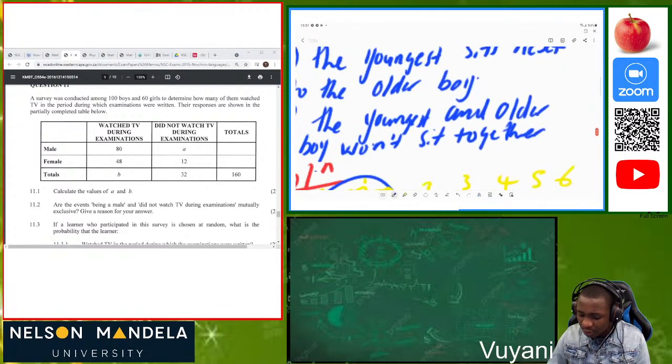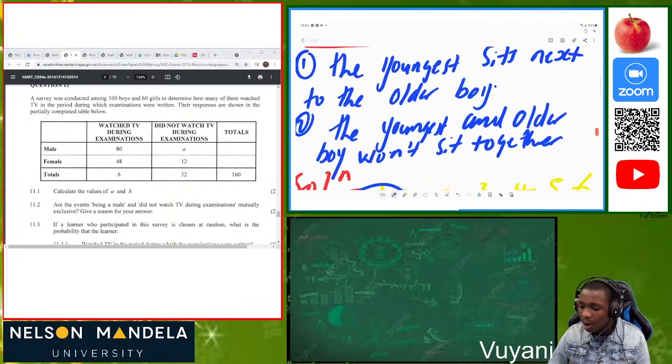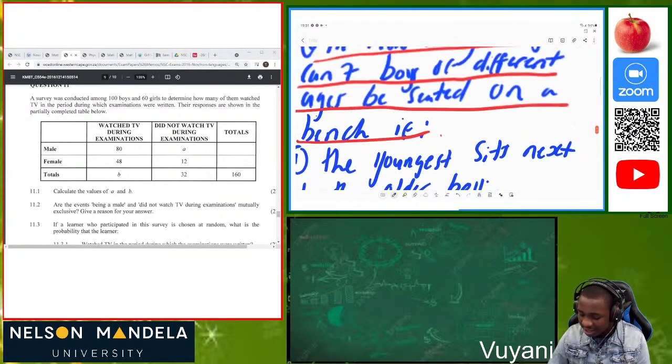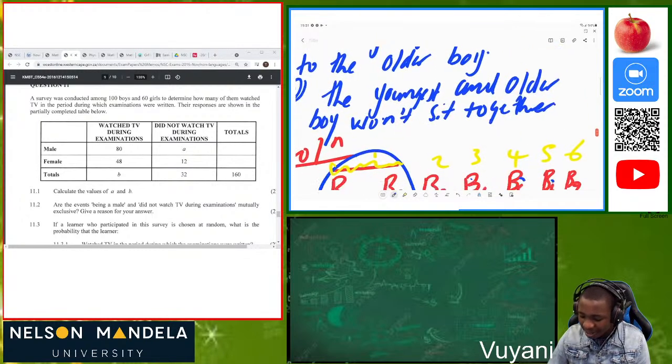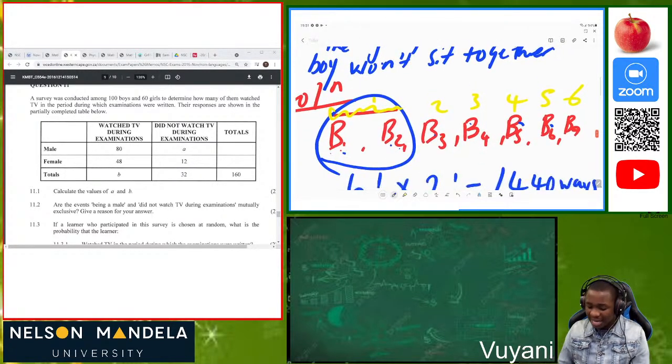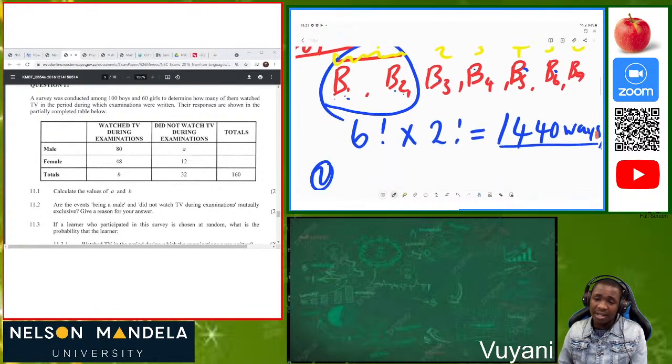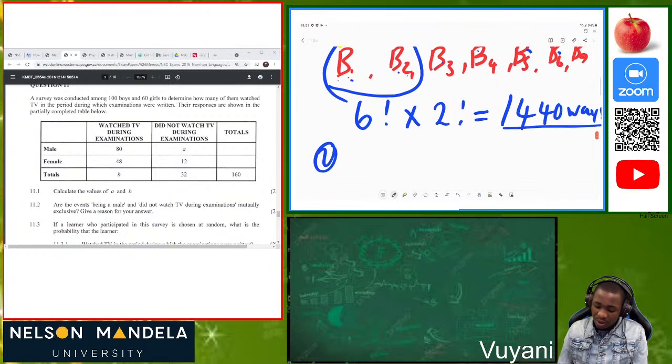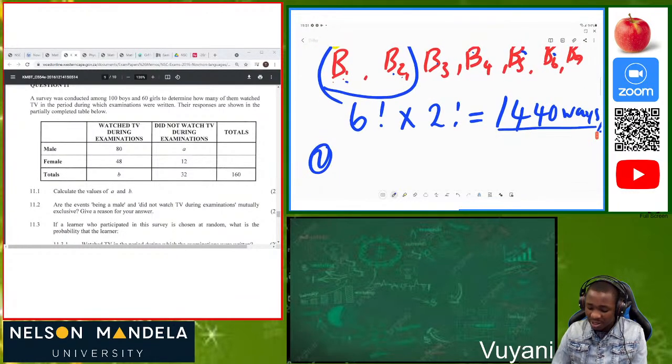Now my second question was: in how many different ways can the boys sit on the bench if the younger and the older boy won't sit together? That's now easy. If there was no restriction, it would be 7 factorial, which is the total. But now we have to subtract the ways in which they sit together.